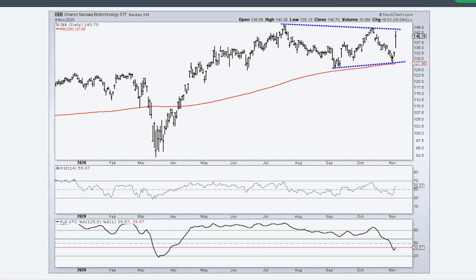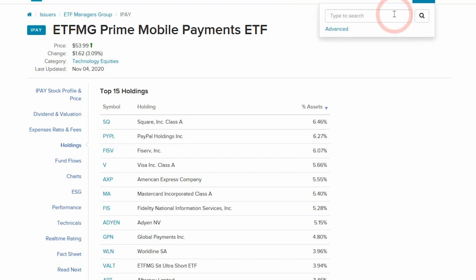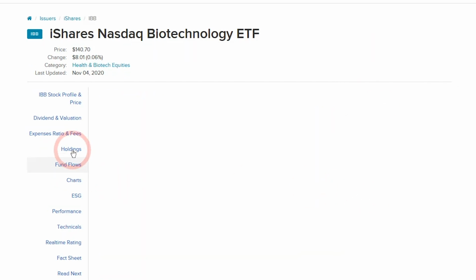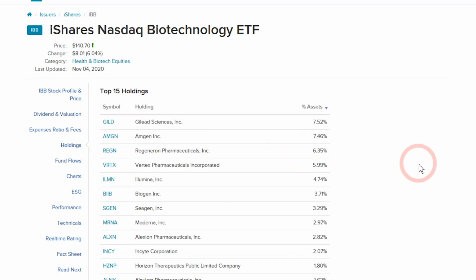Now, there's an interesting story happening within biotechs in that we have smaller cap biotechs leading the large cap biotechs. And how do I know that? Well, if you go to etfdatabase.com, which I will do right now, and you look at IBB, and we're going to look at the holdings in IBB. And over on the left, we see the holdings.